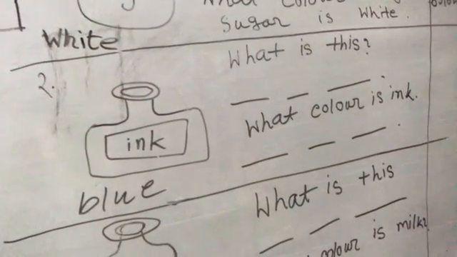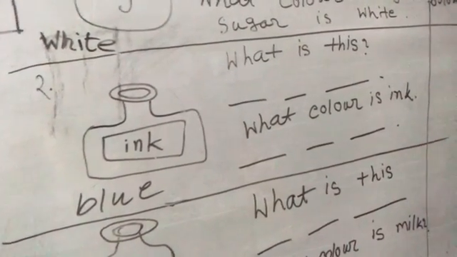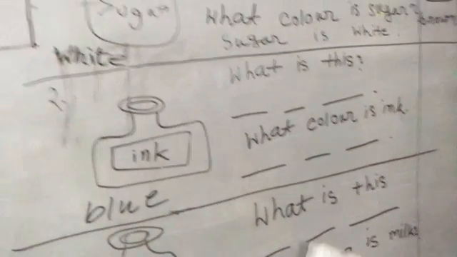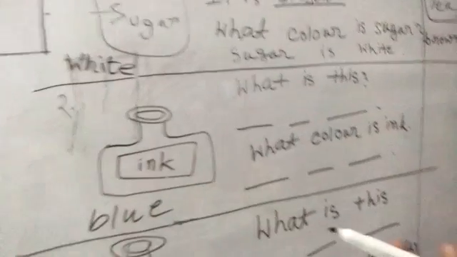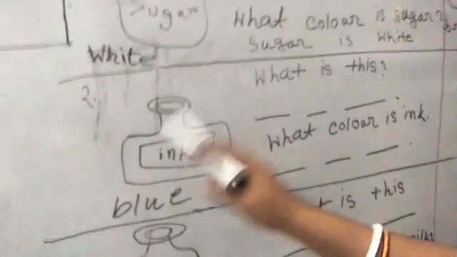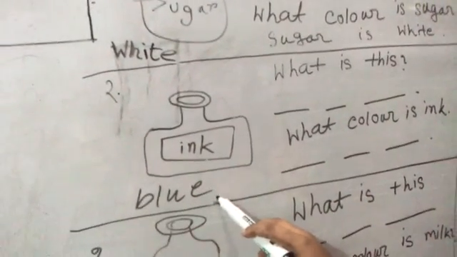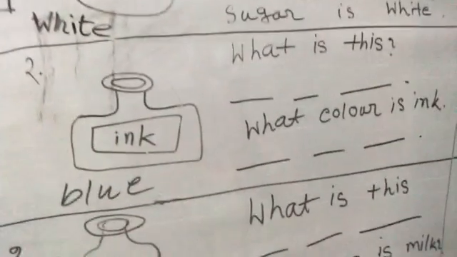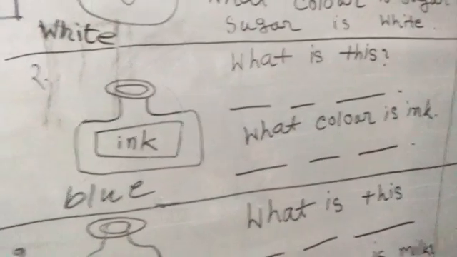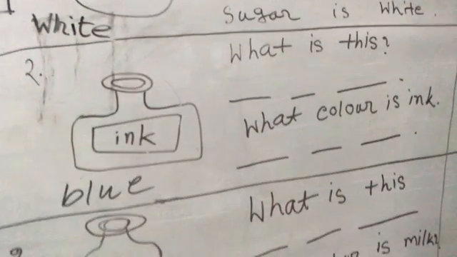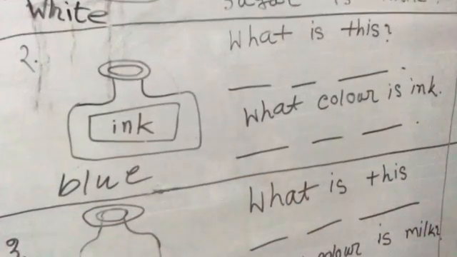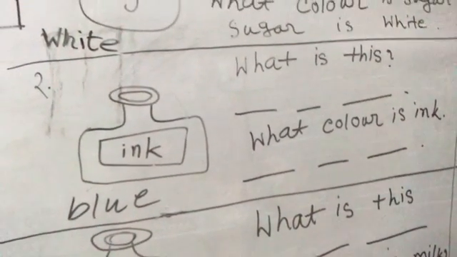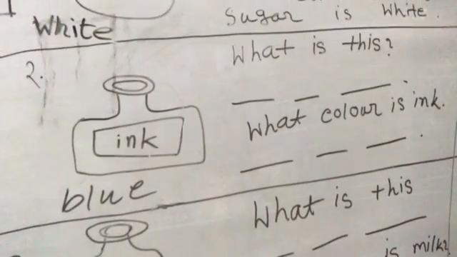We know the seven main colors of the rainbow. So I hope you know what blue color is, how it looks. So that means the bottle of ink is of blue color, isn't it? Sometimes the ink is of black color. We use black ink, but here the ink is mentioned as blue colored, so you have to write the color of this ink as blue. You can't mention it as black.